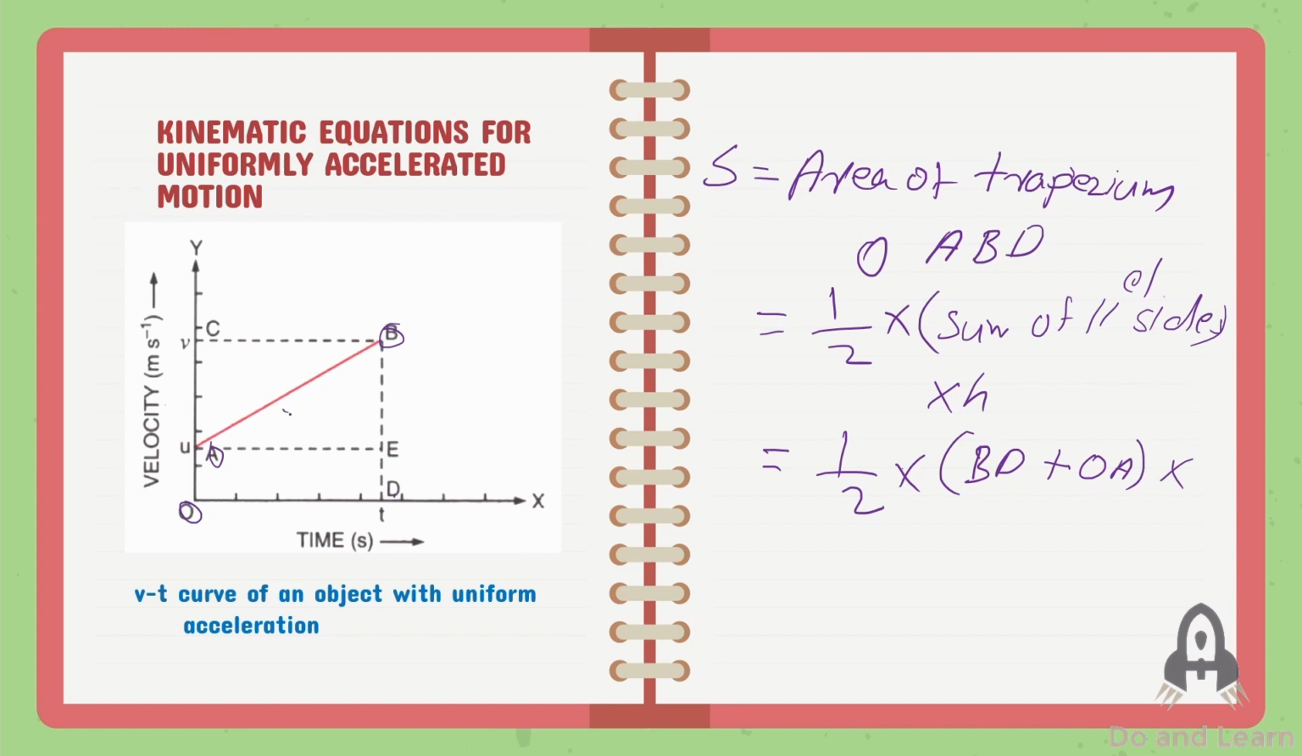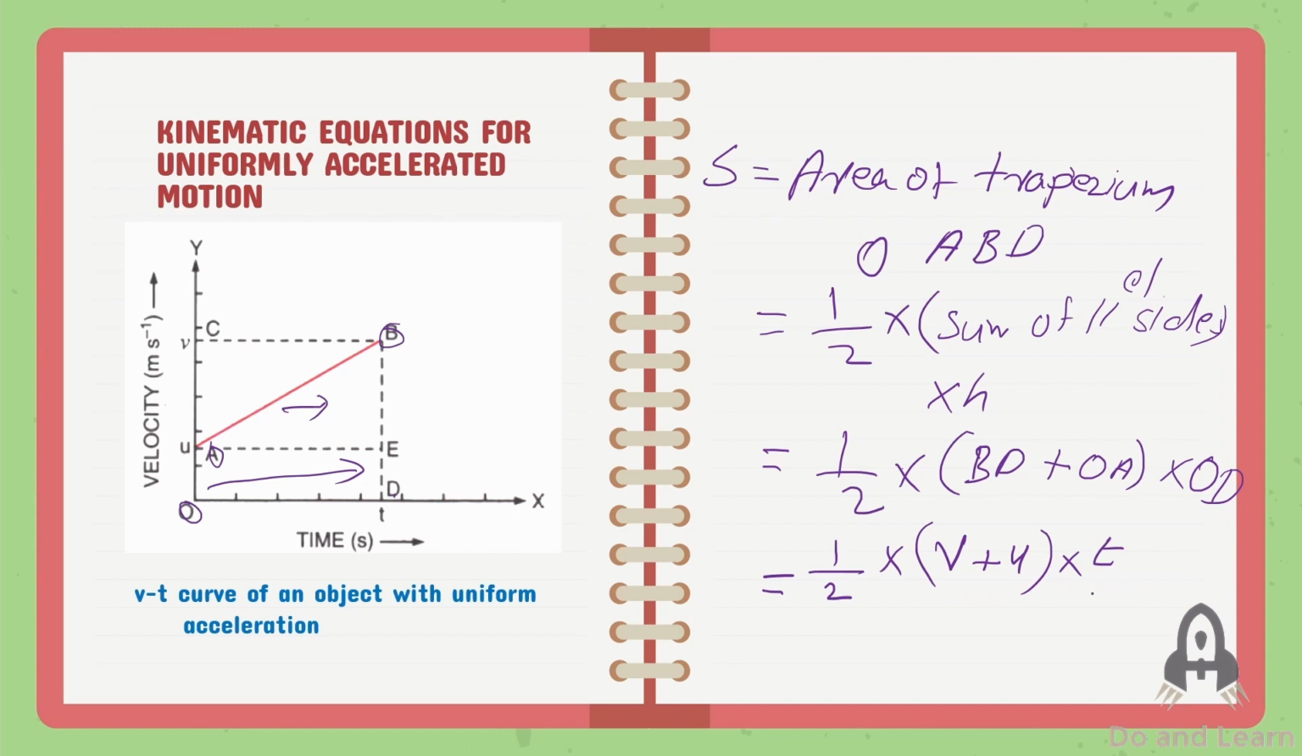Height is equal to OD, this is the height, right? This height is equal to OD. That is equal to 1 by 2, put the values, half multiply BD. BD is equal to V plus OA, which is equal to U from the graph, V plus U, multiply OD, which is equal to T. So we have half multiply V plus U multiply T.